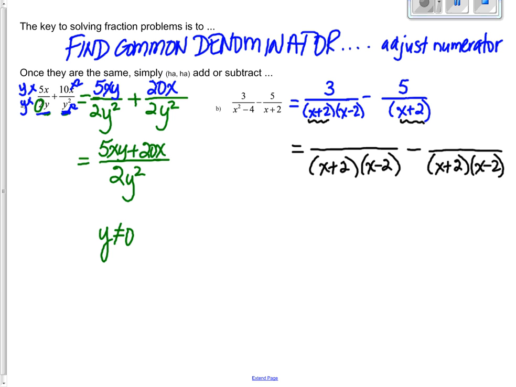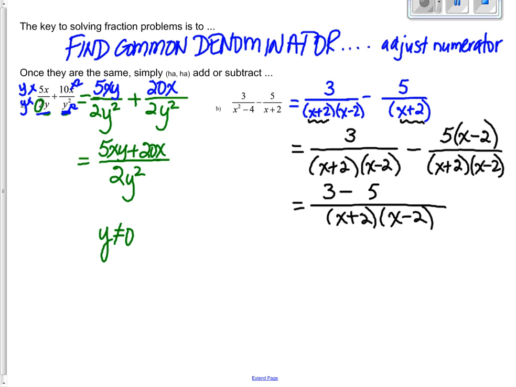The first one hasn't changed. I still have a 3. But the second fraction had an x plus 2 as a factor. Now I've introduced x minus 2, so my new numerator has to be adjusted to match. If I am adding x plus 2 times x minus 2's, I get x plus 2, x minus 2's. My numerator is 3, take away 5, x minus 2.